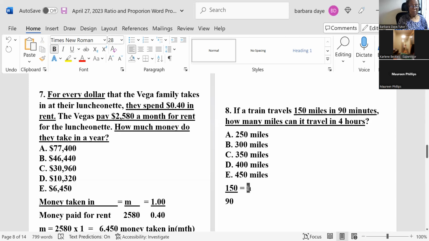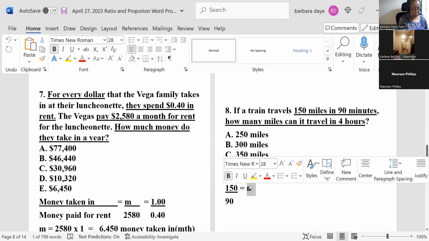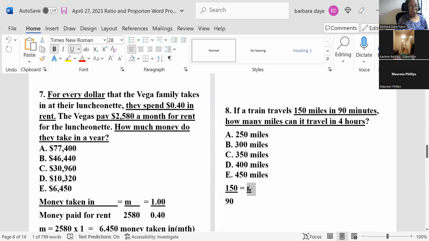Now remember that 90 is in minutes. So 4 hours is how many minutes, Maureen? 4 hours, it's how many minutes? How many minutes in 1 hour? 60. So 4 hours would be how many minutes? 240. Okay, you got it. All right, now solve for N. Cross multiply and solve for N.